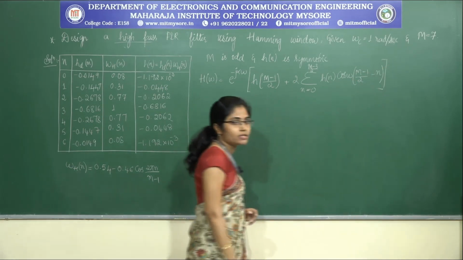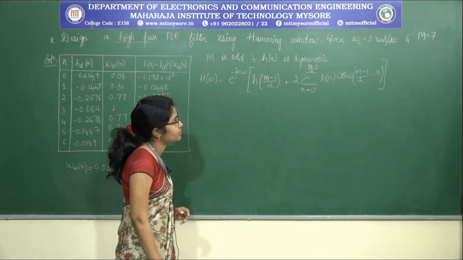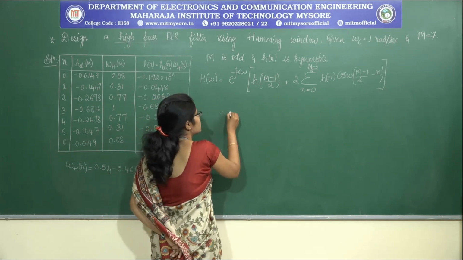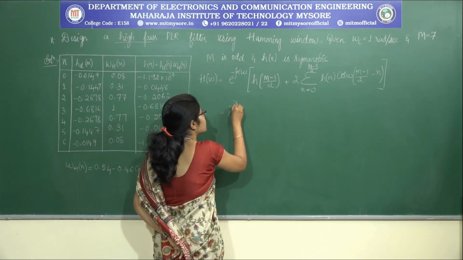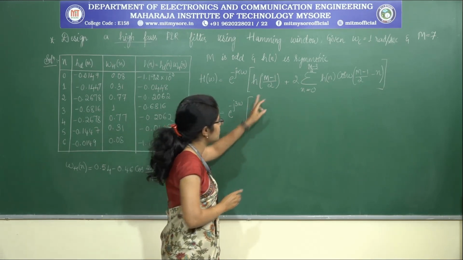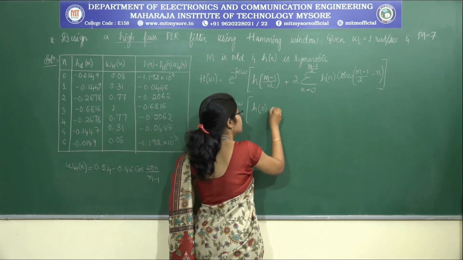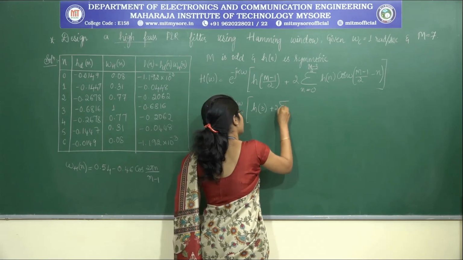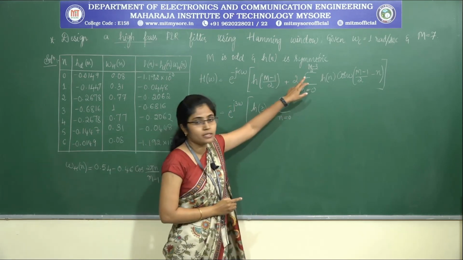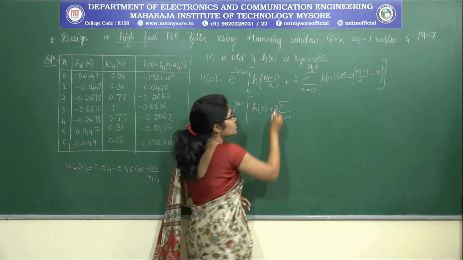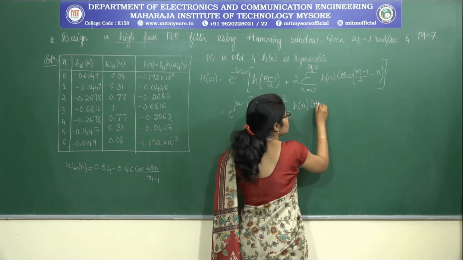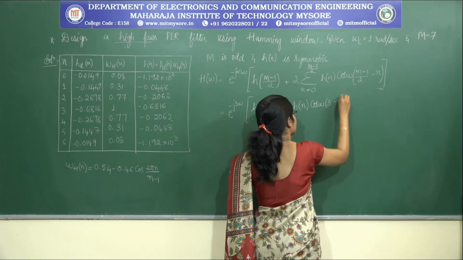Now let us substitute the values of m and alpha. We know the value of alpha is 3 and the value of m is 7. So this will be equal to e power minus j3 omega h of 3, since 7 minus 1 is 6, 6 by 2 is 3, plus 2 into summation n ranges from 0 to 2, since 7 minus 3 is 4, 4 by 2 is 2, of h of n into cos omega (3 minus n).